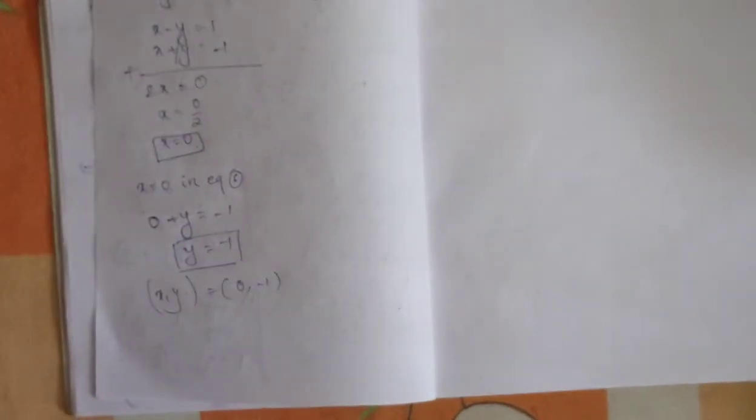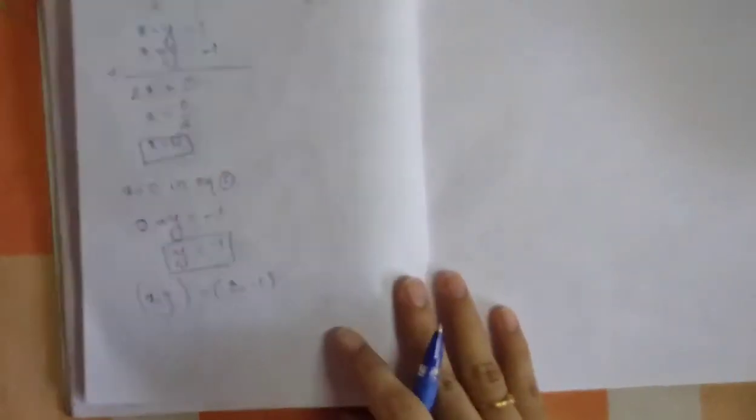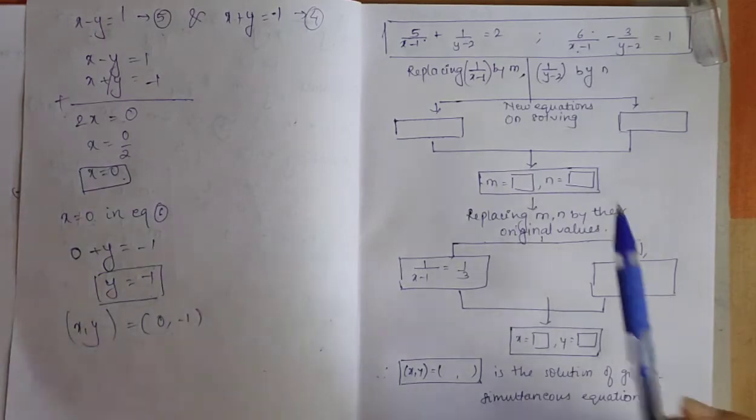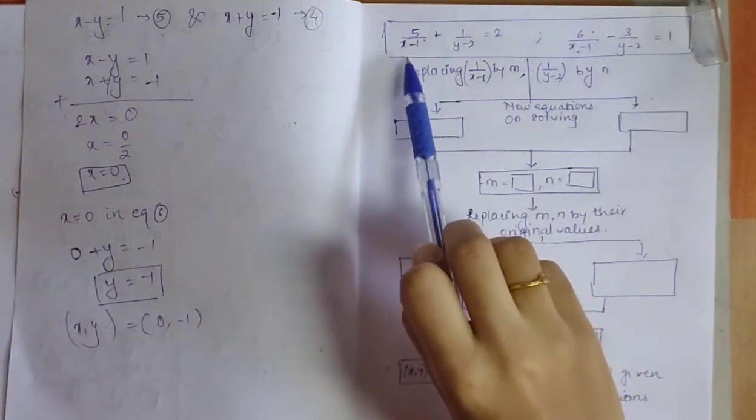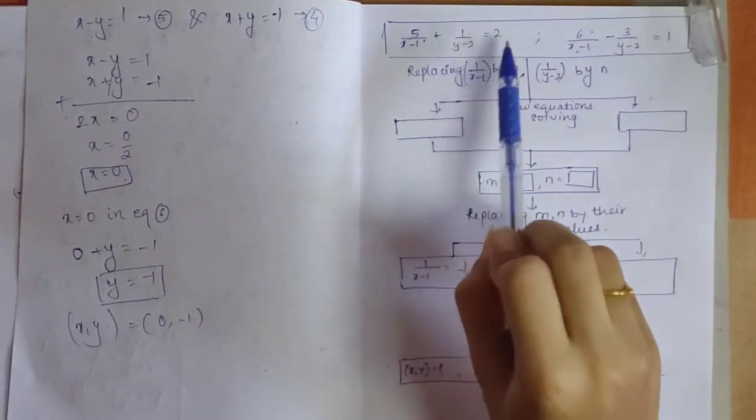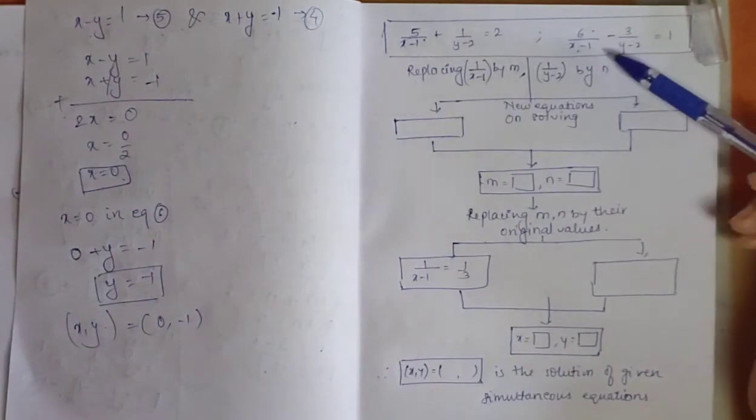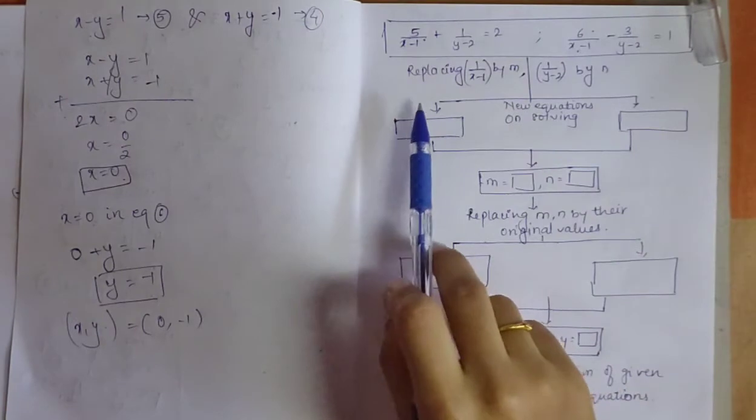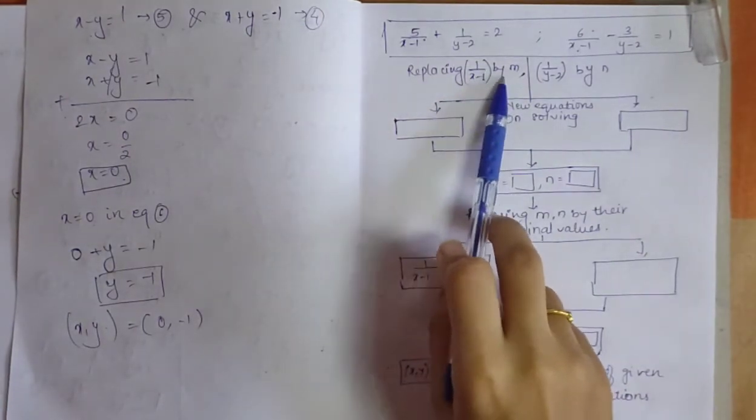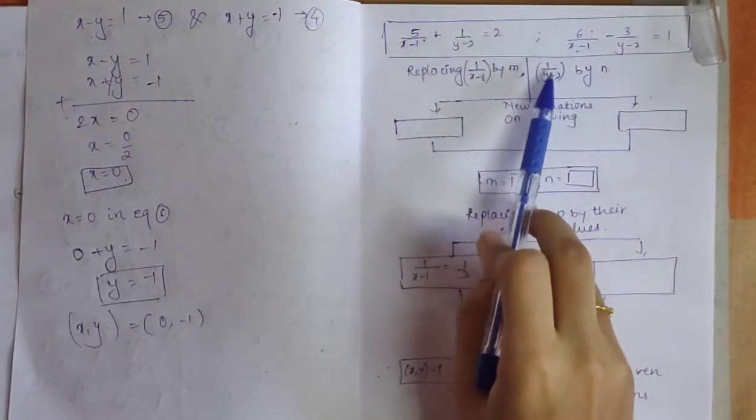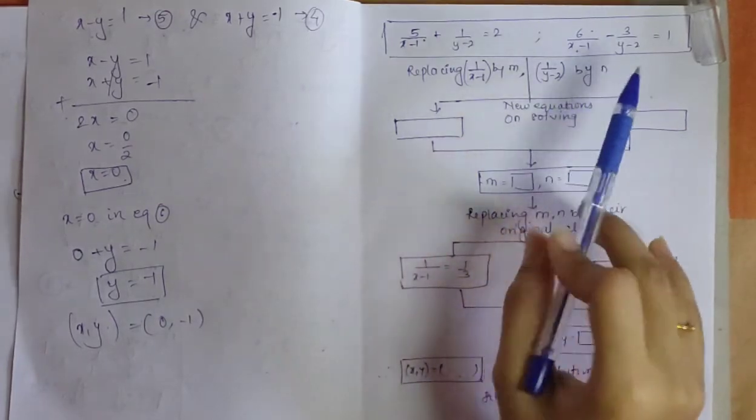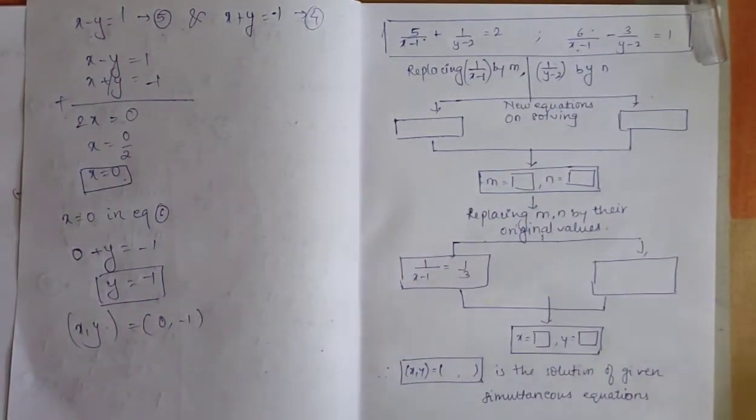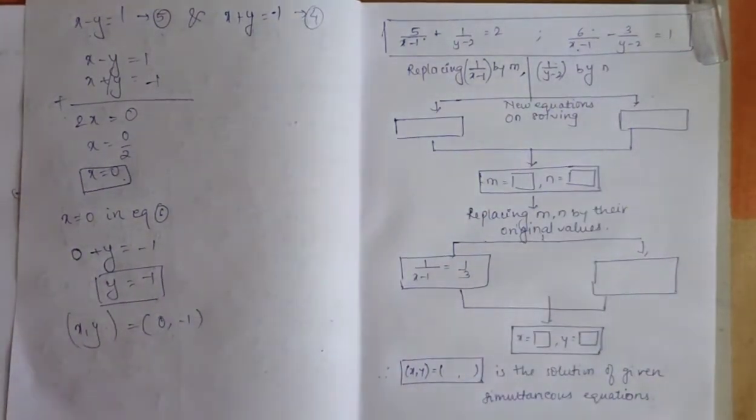Okay. Now we'll move forward to solving your activity which is given in your textbook. So the activity says 5 by x minus 1 plus 1 by y minus 2 is equal to 2, and 6 by x minus 1 minus 3 by y minus 2 is equal to 1. So replacing 1 by x minus 1 by m and replacing 1 by y minus 2 by n, we just have to write the equations. So what will be the equations like? Let's fill in the blanks there.